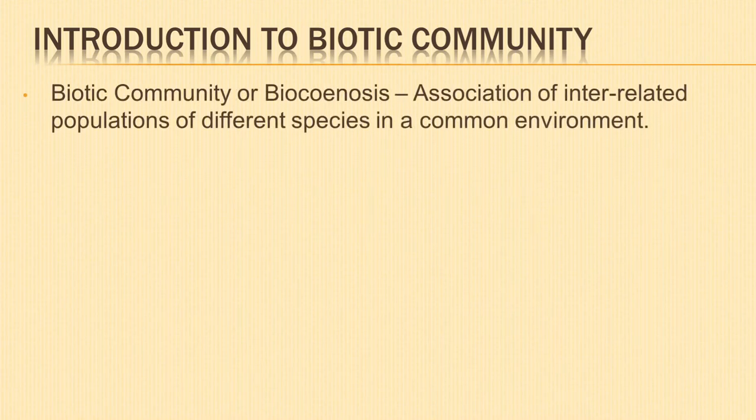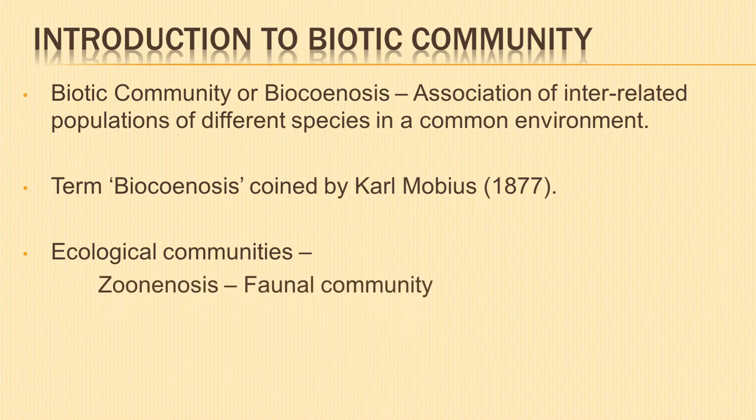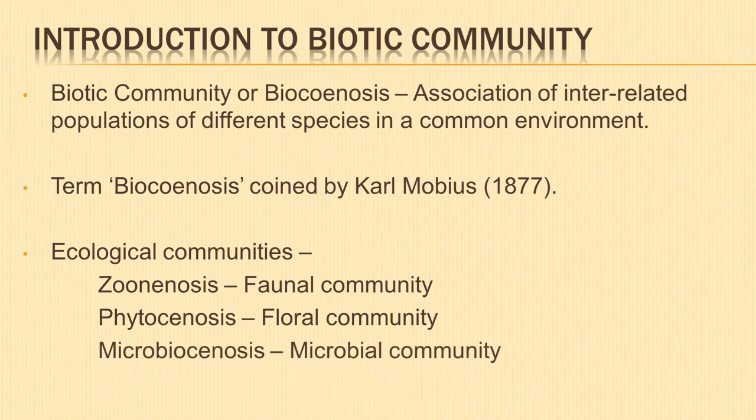Biotic community or biocenosis is an association of a number of interrelated populations of different species in a common environment. The term biocenosis was coined by Carl Möbius in 1877. Based on the concept of biocenosis, ecological communities can be named as zoocenosis for the faunal community, phytocenosis for the floral community, and microbiocenosis for the microbial community.